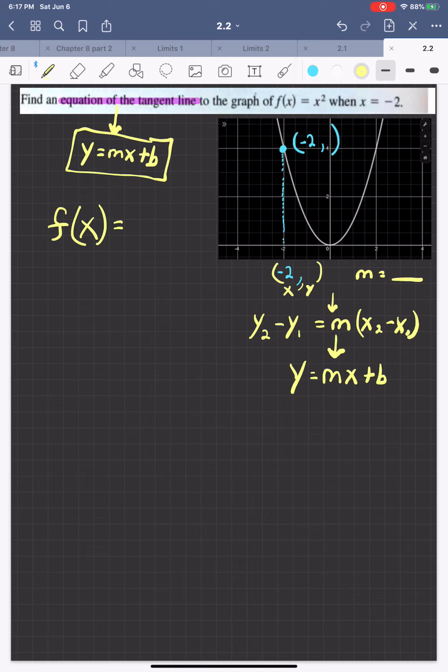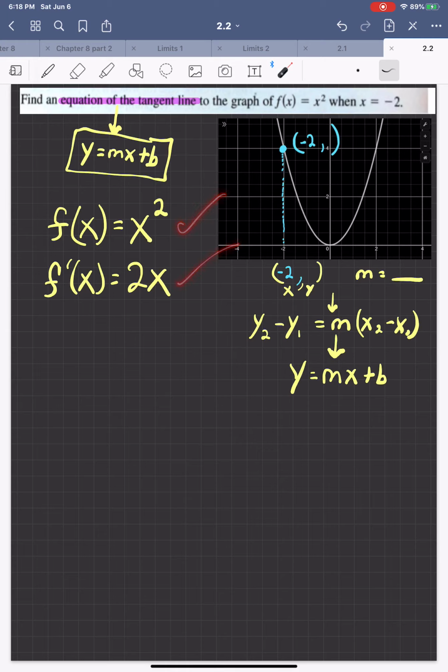So let's rewrite. f of x is x squared. Let's take our derivative. Then f prime of x is equal to 2x. So we have two functions, and we need two pieces of information. Well, the original function, if you give it an x, it will give you a y. The second function, if you give it an x, it'll give you a slope.